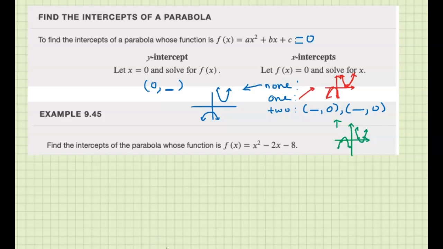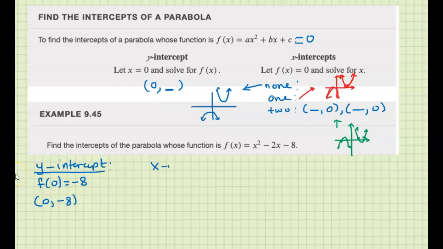Okay, so let's look at this example. We're going to find the intercepts. Our function is x squared minus 2x minus 8. So let's do the y-intercept. That's the easy one. You plug in x is 0, and we get 0, 0, negative 8. So that c value is your y-intercept: 0, negative 8, like that.